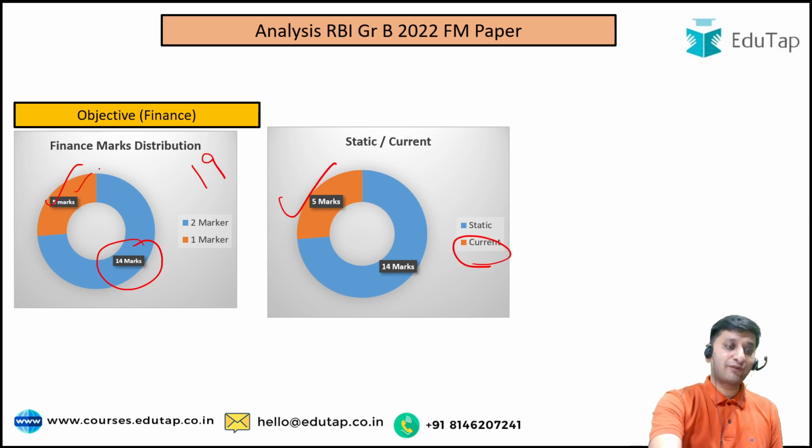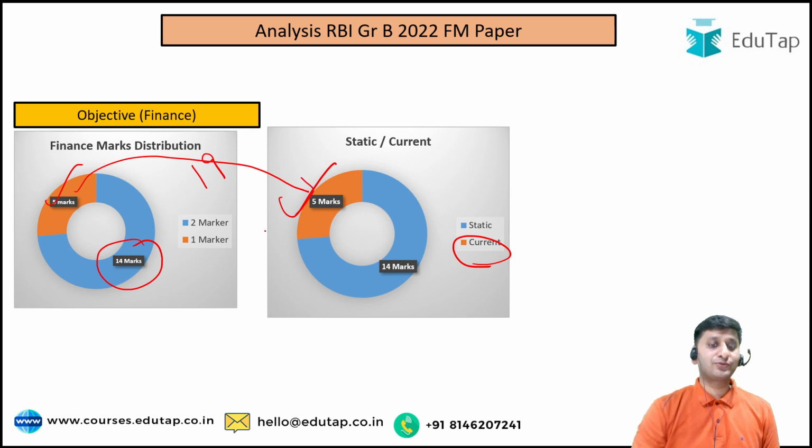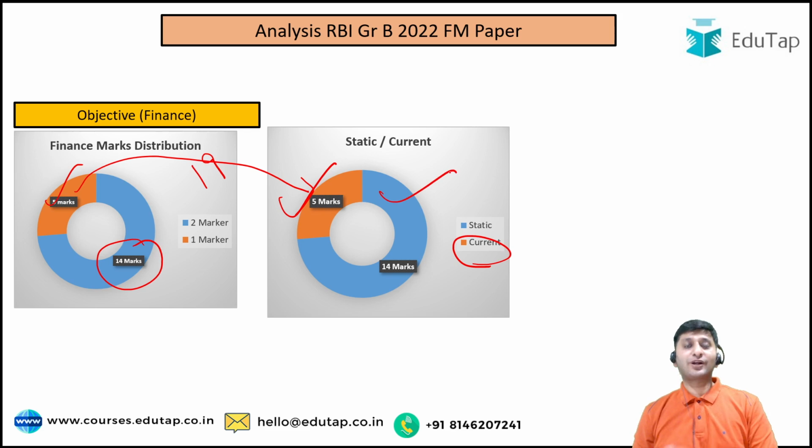तो जितने भी ये सारे 1 मार्कर थे ये सारे करंट से पूछे थे और सारे 2 मार्कर्स स्टैटिक से पूछे थे. That's why you can see this kind of 1:1 mapping. So 5 marks worth of current and 14 marks worth of static. Current weightage earlier used to be around 8 to 10 marks, but I think they decreased it somehow this year. But that's not much of a deviation. It can happen. Sometimes even it can reach a figure of 13 or 14.